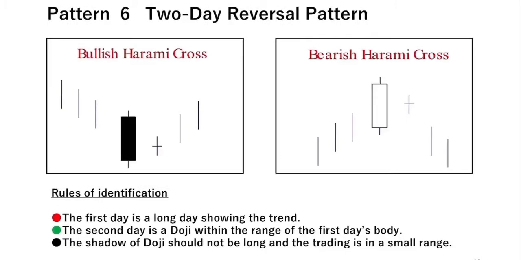Pattern 6 is a 2-day reversal pattern. One is a bullish harami cross, another is a bearish harami cross. So let's see the rules to identify the 2 patterns. The first day is a long day showing the trend. For bullish harami, it shows a downtrend. And for bearish harami, the first day shows an uptrend. The second day is a doji within the range of the first day's body.